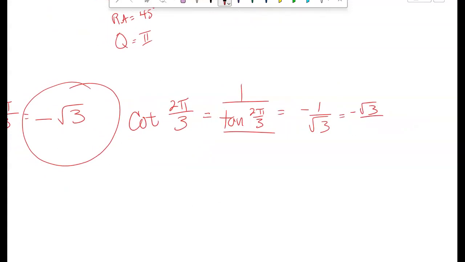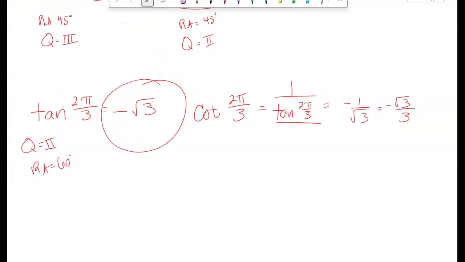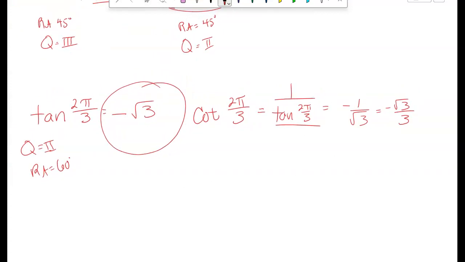That doesn't take that long to do. This is negative root 3 over 3. But it's just the reciprocal of tangent. So really, you have to think about what this value is. What's the tangent of 2 pi over 3? Okay, let's do some more. I feel like we're warming up a little bit.